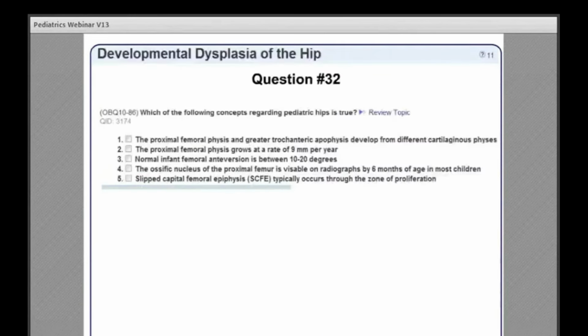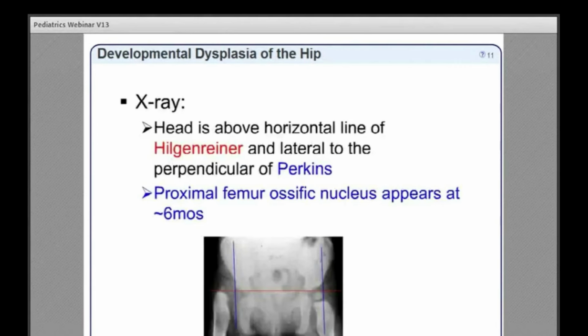Developmental dysplasia of the hip. Which of the following concepts regarding pediatric hips is true? The proximal femoral physis and greater trochanteric apophysis develop from different cartilaginous physes. The proximal femoral physis grows at a rate of 9 millimeters per year. Normal infant femoral anteversion is between 10 and 20 degrees. The ossific nucleus of the proximal femur is visible on radiographs by 6 months of age in most children. And slip capital femoral epiphysis typically occurs through the zone of proliferation. So again, they want to know which one of these is true.